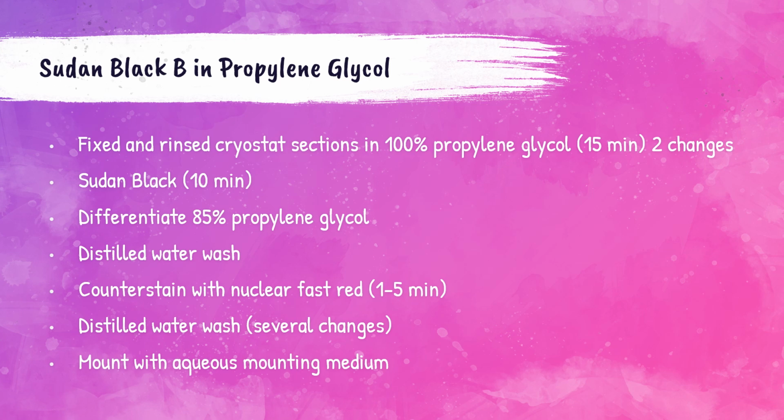To stain the tissue with the Sudan black B and propylene glycol method, fixed and rinsed cryostat sections need to be placed in 100% propylene glycol for 2 changes at 15 minutes. After this step, the tissue should be stained with the Sudan black B for 10 minutes, then differentiated with 85% propylene glycol. At this point, the tissue needs to be washed in distilled water. The tissue then needs to be counterstained with nuclear fast red for 1 to 5 minutes. After that, it needs to be washed with several changes of distilled water, then mounted with an aqueous mounting medium.